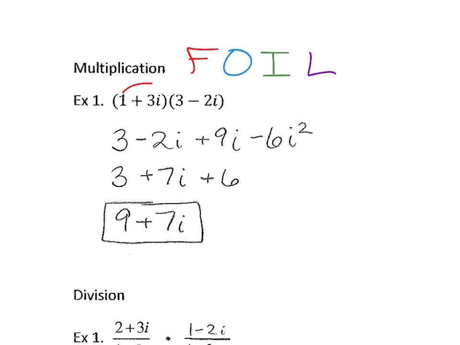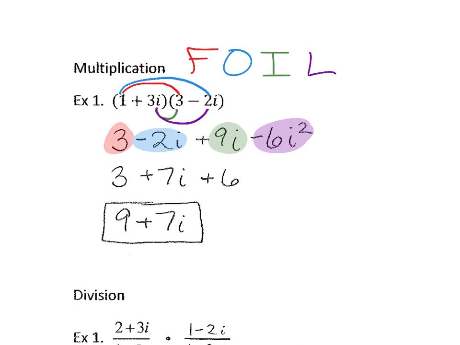We multiply the first numbers. I got 3. 1 times 3 is 3. Check. We multiply the outside numbers. 1 times negative 2i is negative 2i. We multiply the inside numbers. We get 9i. And then we multiply the last numbers. And we get negative 6i squared. Do we follow that step? Okay, all of a sudden a lot happens in very little time.